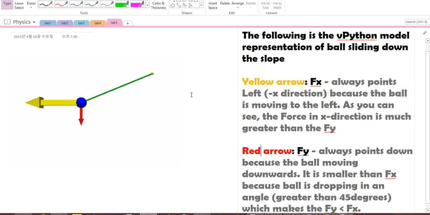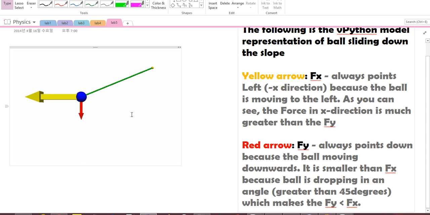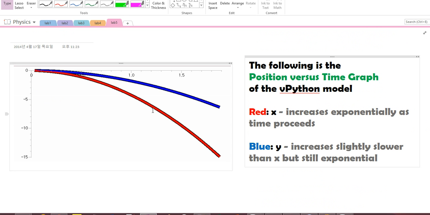The yellow arrow was Fx, which always points to the left in the negative x direction because the ball is moving to the left. As you can see, the force in the x direction is much greater than Fy. The red arrow always points down because the ball is moving downwards, and it is smaller than Fx because the slope is greater than 45 degrees, which makes the height smaller than the x. The following is the position versus time graph of the VPython model, and x increases exponentially as time progresses, and blue y increases slightly slower than x but is still exponential growth.